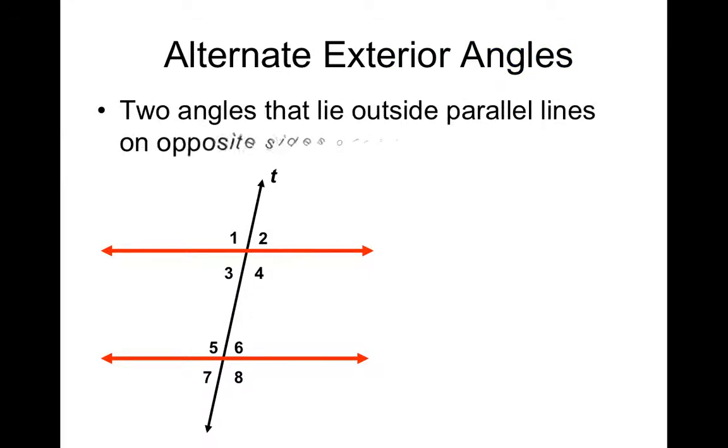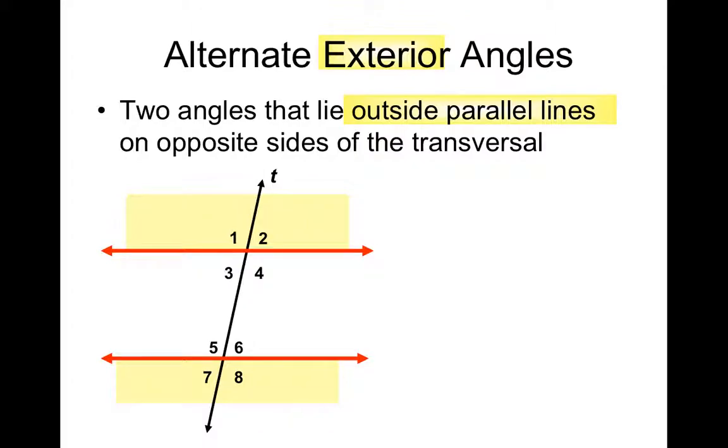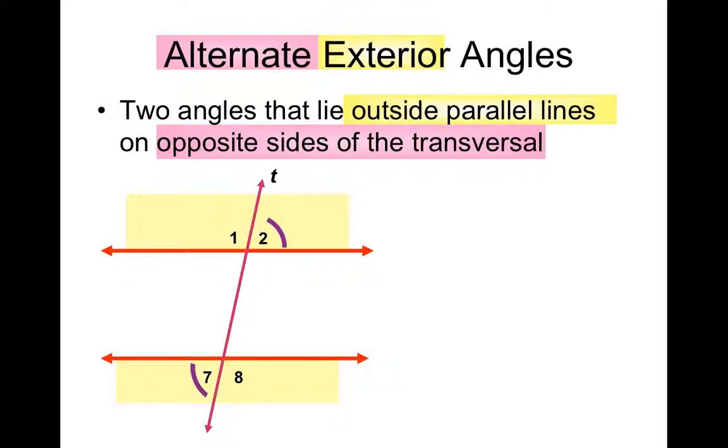Alternate exterior angles are two angles that lie outside the parallel lines on opposite sides of the transversal. So outside, get rid of the others. And they lie on opposite sides of the transversal. So for example, 2 and 7, or 1 and 8. And alternate exterior angles are also congruent. So angle 2 is congruent to angle 7, and angle 1 is congruent to angle 8.